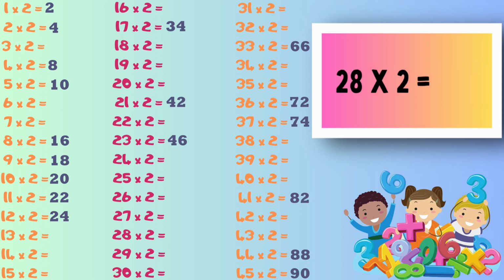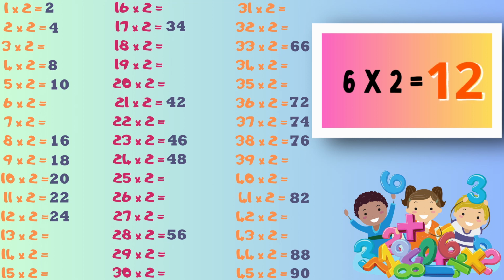Our next sum is 28x2, which equals 56. And next is 24 times 2, which equals 48. Our next sum is 38 times 2. This makes 76. Next, it's 6 times 2, and this makes 12.